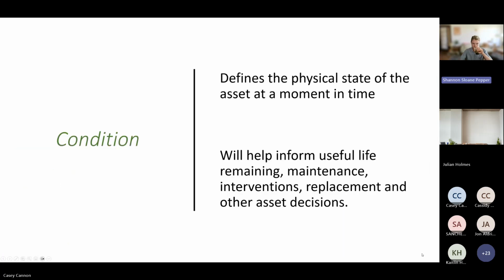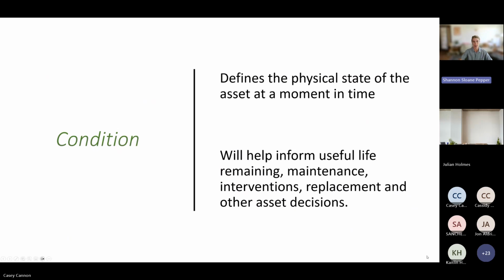So I want to touch on what I meant by asset conditions. This is an important part of your asset inventory. It defines the physical state of an asset at a moment in time. So condition will inform you of the remaining useful life of the asset, of interventions, of maintenance that is needed, and other important decisions that you need to make. The useful life can be very different for green and gray assets. Let's look at that comparison now.